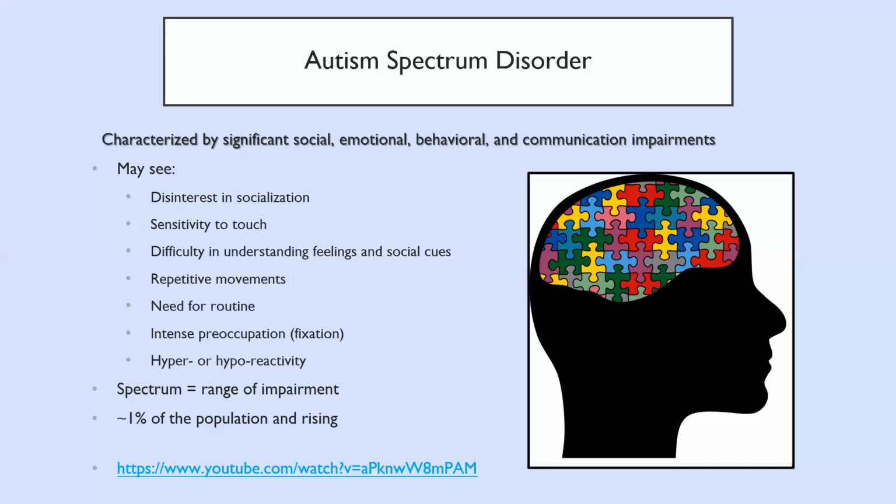It affects about 1% of the population and rising, and it's unclear why it's rising. That might be simply because we're better at diagnosing things now and more aware of the disorder. So it might not necessarily be that there are more and more people with autism spectrum disorder being born. It might just be that we are stigmatizing mental health less, and we're more aware of different disorders and better able to catch them early on.